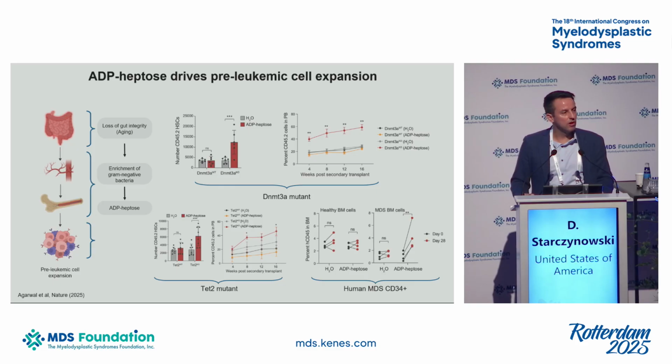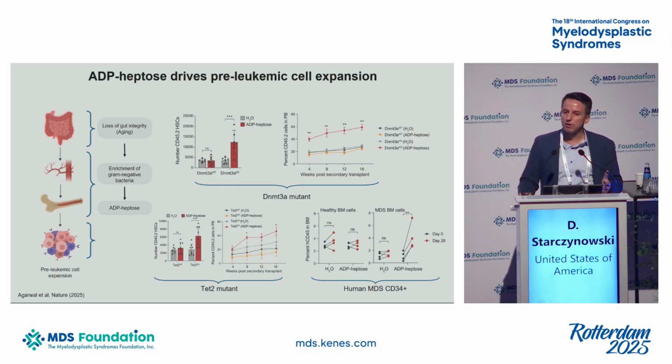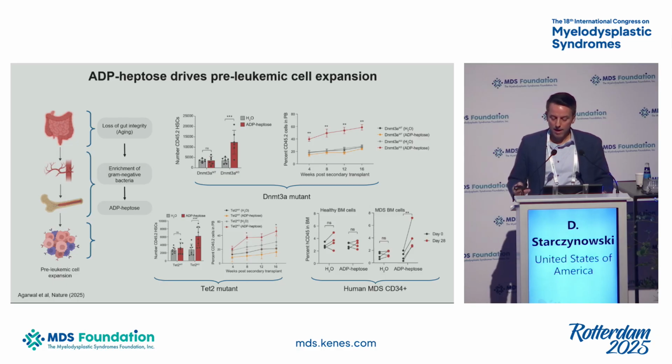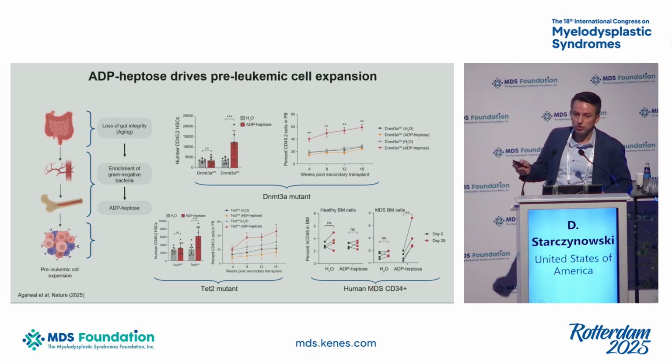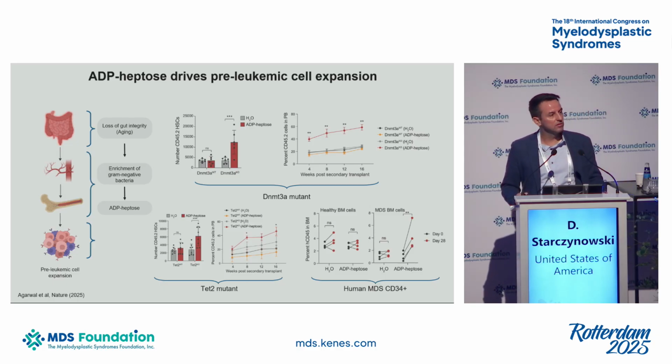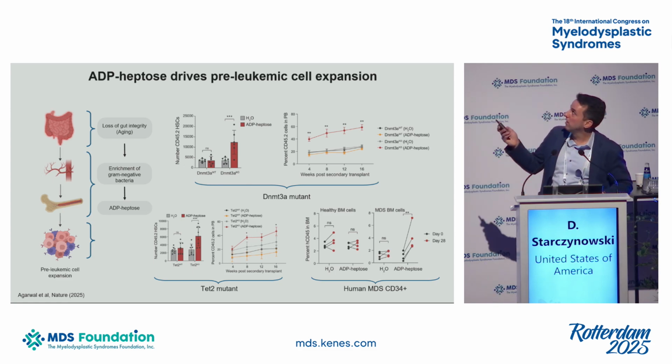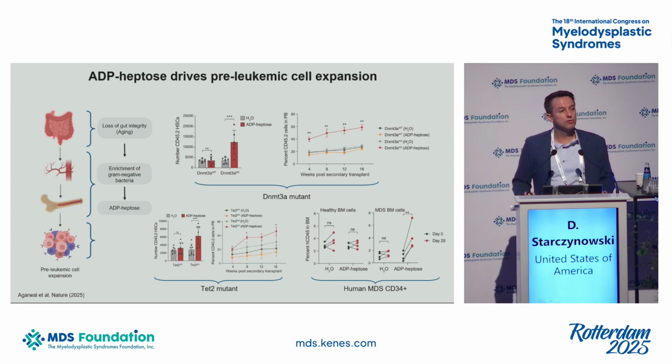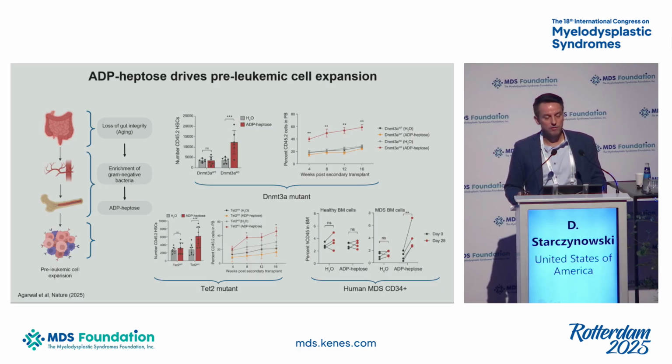And lastly, we saw that ADP heptose also expands primary human MDS CD34 positive cells in vivo. Compared to just water-treated MDS cells, these cells don't expand, as has been demonstrated many times. But if these cells see ADP heptose in circulation, we see the expansion of these MDS cells in these xenografted mice.